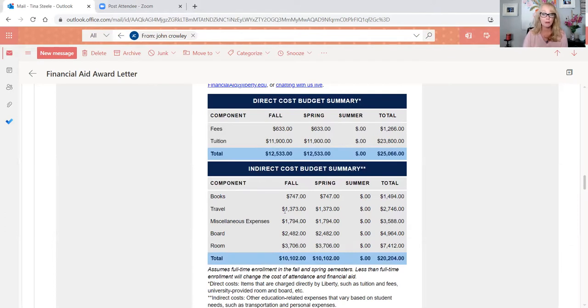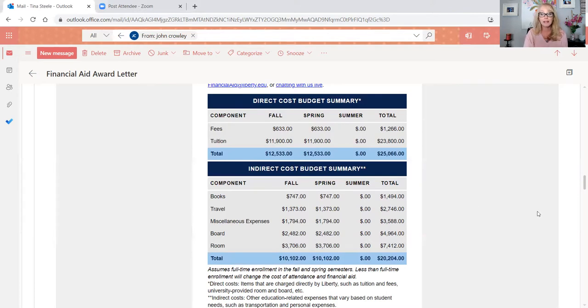There's also some travel related costs for almost $1,400 a semester that they're putting into the student's budget. It might not cost that much money each semester for the student to travel. And that's more of an indirect cost, something that you'll probably be paying out of pocket. So you don't necessarily have to put that into the total bottom line right now.